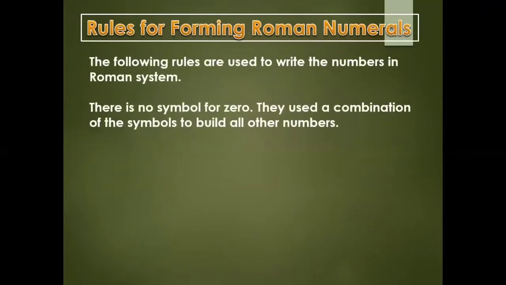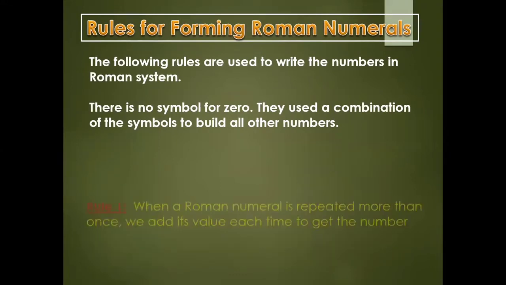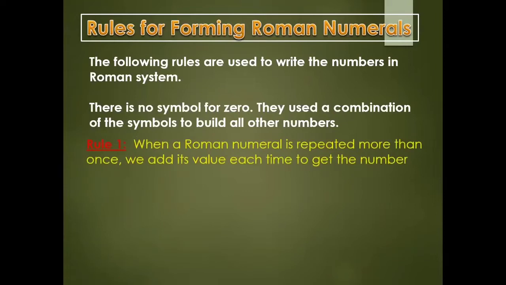So the first fact is that there is no symbol for 0 in Roman numerals. In our decimal system, we have 0 which makes the number system very easy. But they don't have 0 as a number, so they have different rules to write the numbers. So the first rule is when a Roman numeral is repeated more than once, we add its values each time to get the number. Now let's see the example.